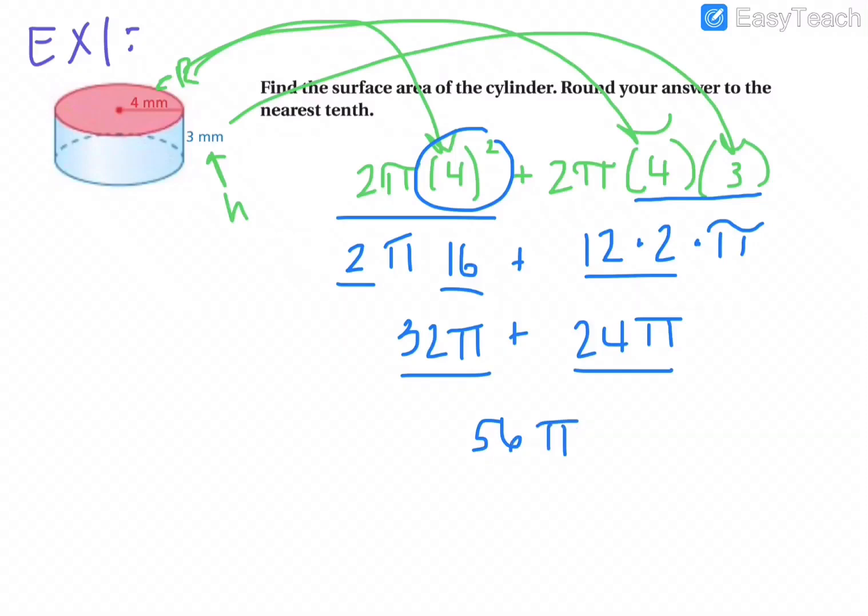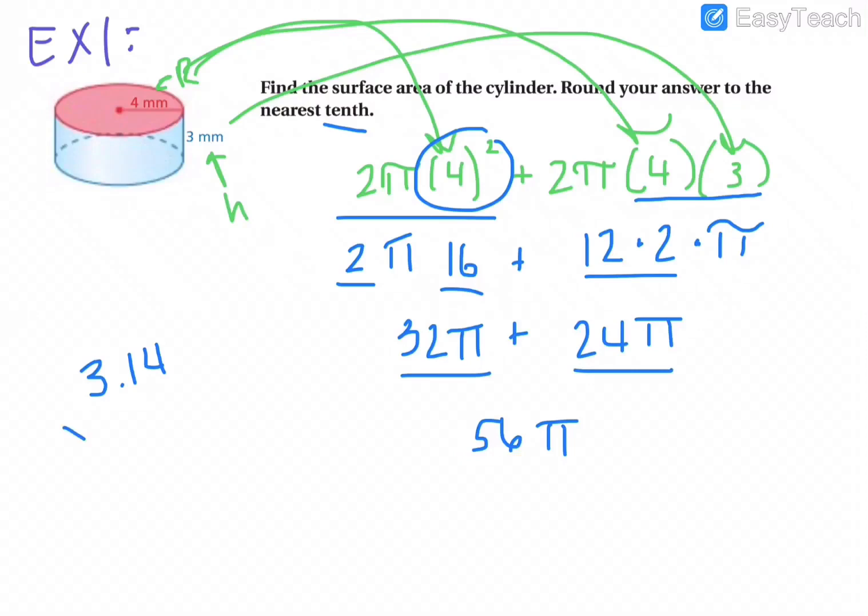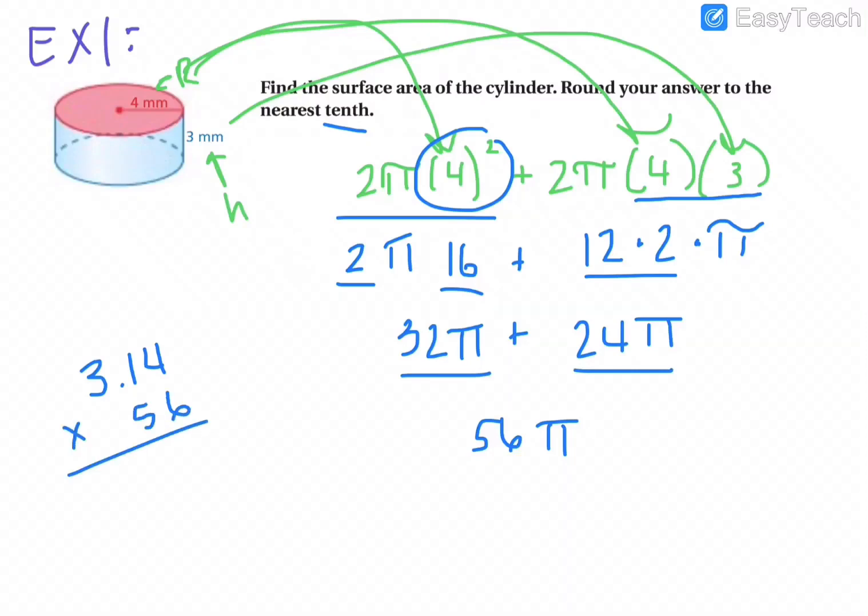Now, if it says in the instructions that you can leave it in terms of pi, then you're done. But this one does not. It says round your answer to the nearest tenth. So we are going to have to multiply this out. Remember that when you're multiplying, you are just matching up the number of numbers. You don't have to match up place value. So sometimes I even just leave that out when I'm multiplying.